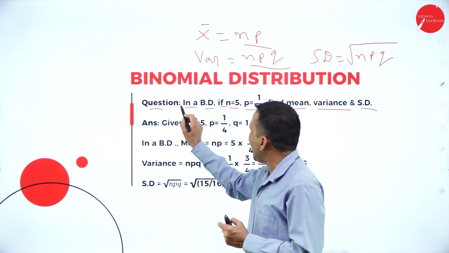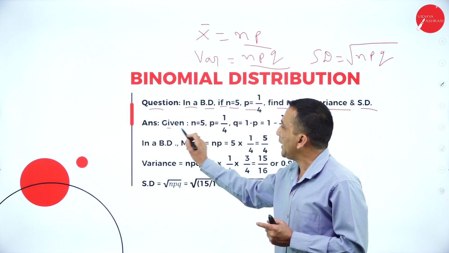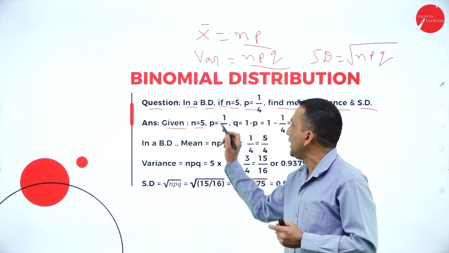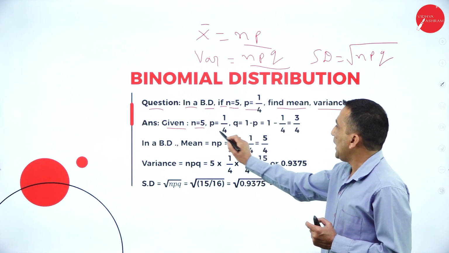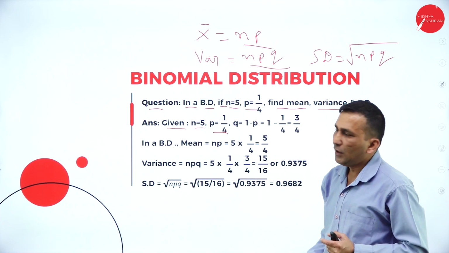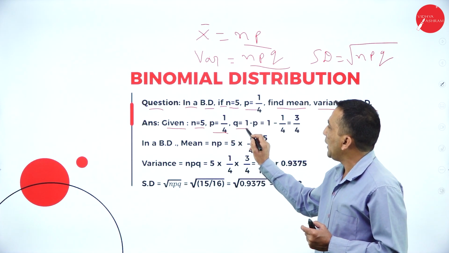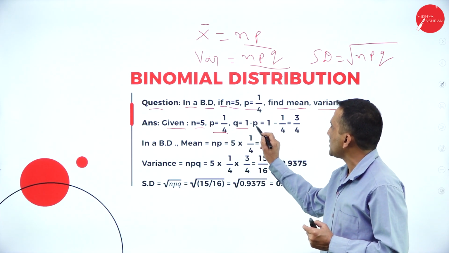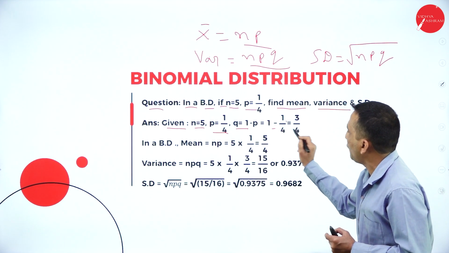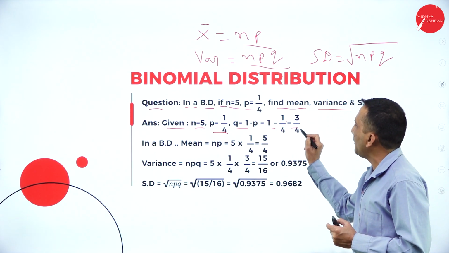Whatever information is given, I have written like this: N is given in the question as 5, and the probability of success is 1 by 4. Easily you can find failure: 1 minus 1 by 4. If you subtract, you get 3 by 4.